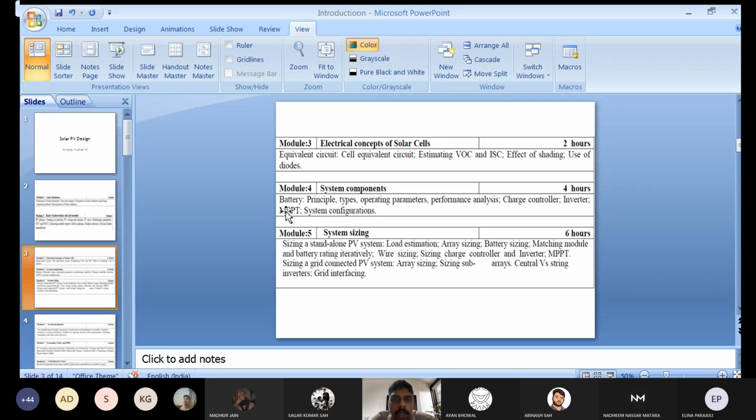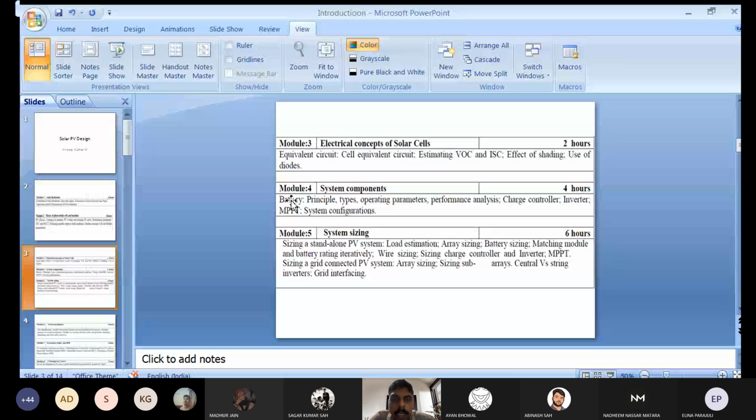Module 4 means system components. These panels seldom work in isolation, right? They will be in conjunction with other components. A battery will be there, usually for storing. An inverter will be there if our appliances are AC, because this solar panel will always produce DC current. So if you want to run on AC, we should have an inverter, a DC to AC inverter or converter.